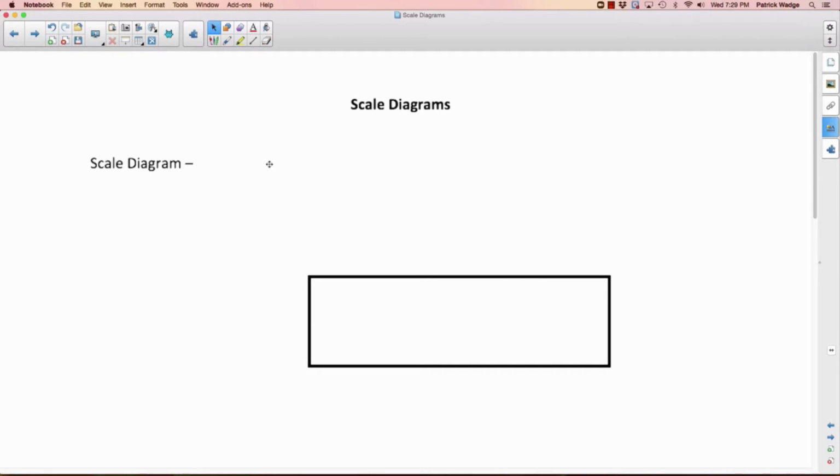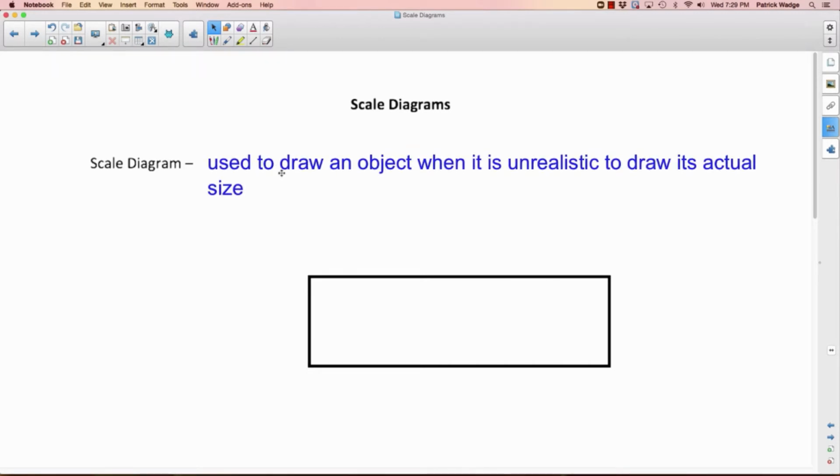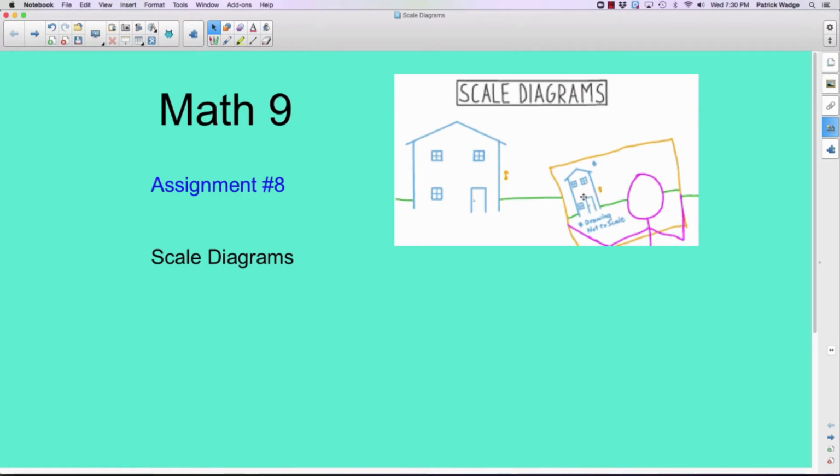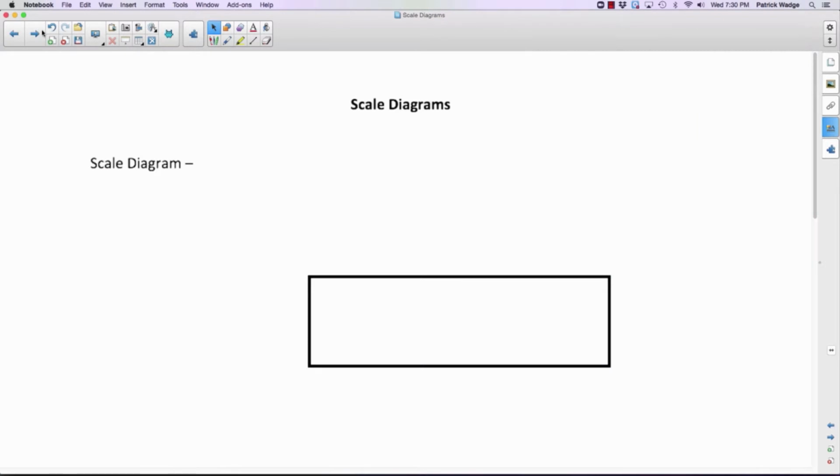So scale diagram. What is a scale diagram? It's used to draw an object when it's unrealistic to draw its actual size. So think about someone who is making blueprints, an architect or construction plans, an engineer, and they're not going to draw the plans on a piece of paper that are the same size as an actual house. So they draw it smaller, obviously, on a piece of paper, but they draw everything to scale. They don't do like this person did, the mistake, and draw it way skinnier on the picture than it is in real life. Everything has to be to scale.